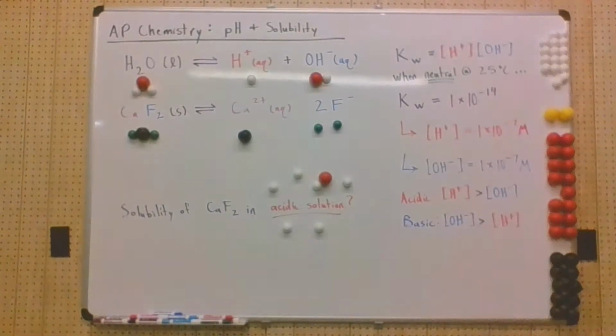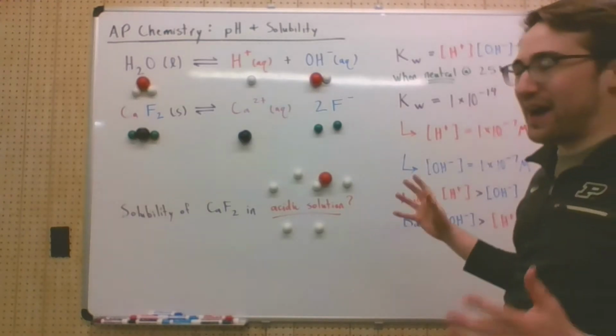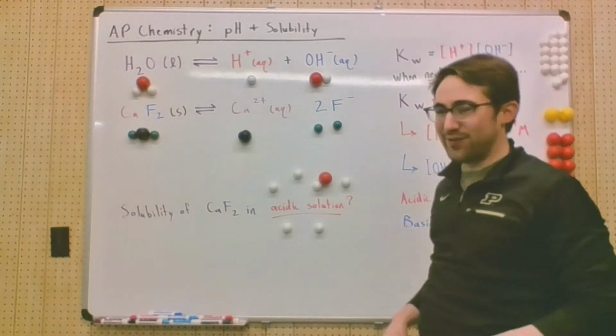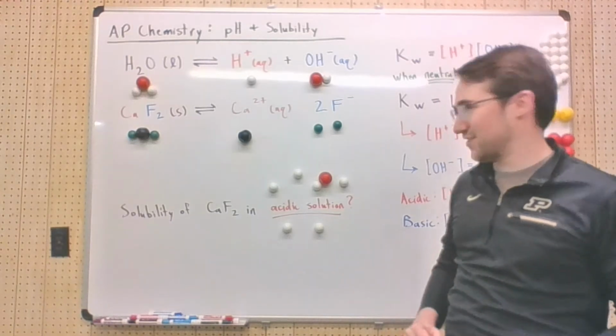Okay, I spruced up the right side a little bit to organize it better. So our acidic or basic solution depends upon how the concentration of H plus and OH minus compare to each other. It's not just whether you have one or the other. Let's say we're trying to figure out how soluble calcium fluoride is in acidic solution. So we are going to simplify an acidic solution as H pluses floating around and maybe a little bit of OH minus. But our concentration of H plus is higher than our OH minus concentration.